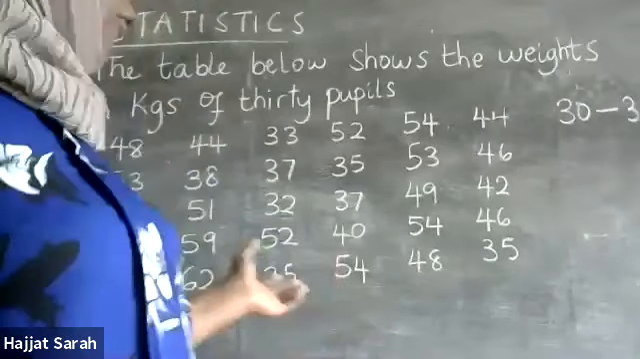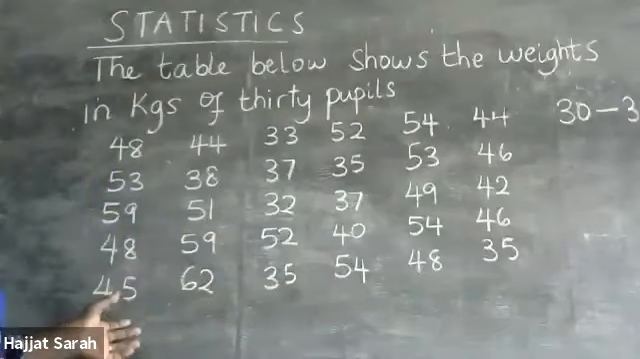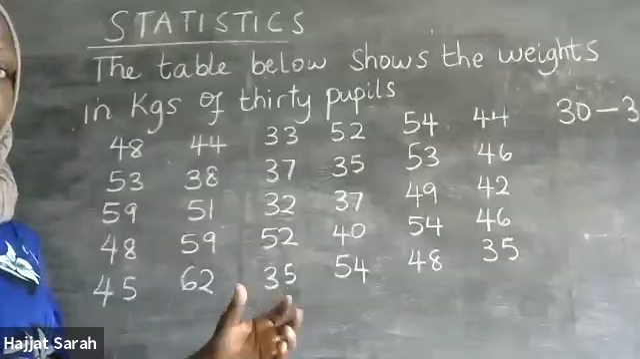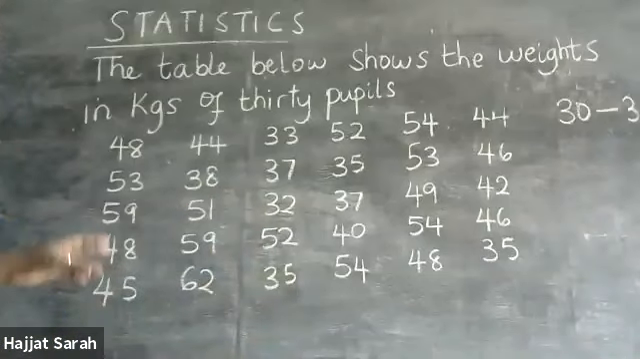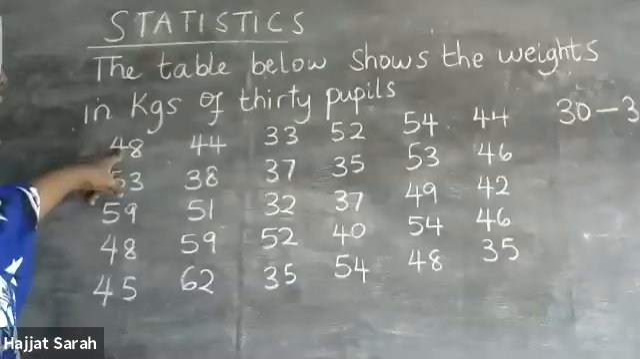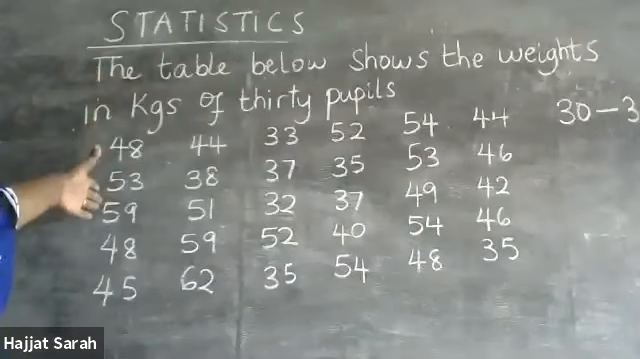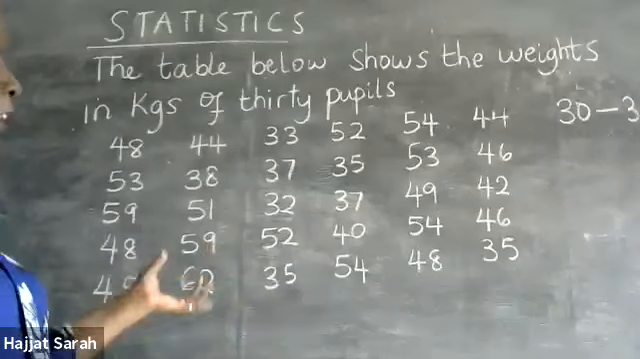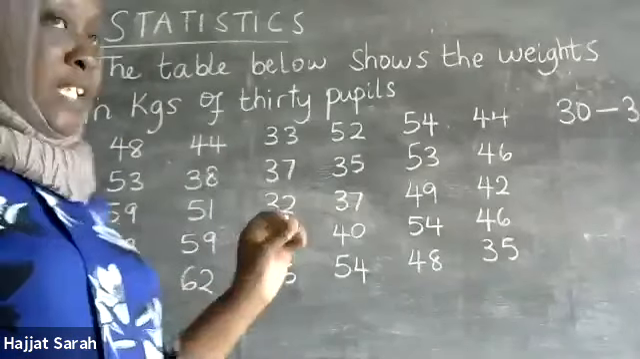So this is different from the other one because this time they want us to group our data. The last time we didn't group our data. We only wrote down how many times 48 appears, how many times 51 appears. So that was ungrouped data. Today we are finding the mean of grouped data.